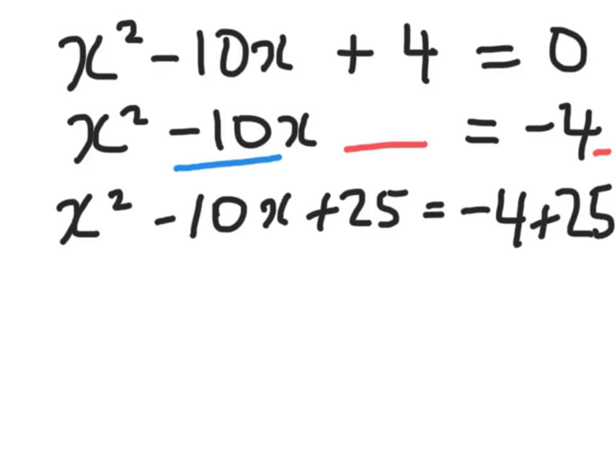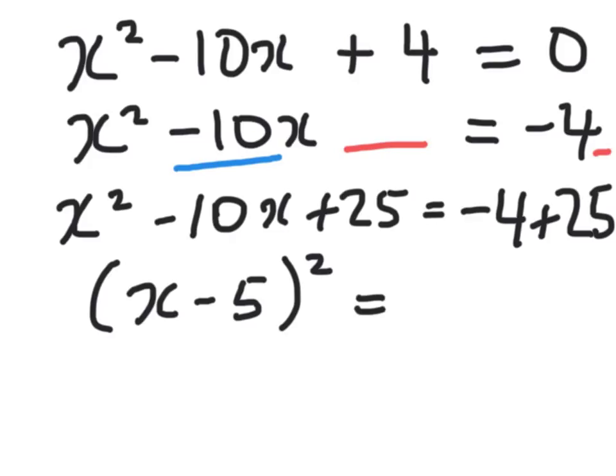Okay, so now x squared minus 10x plus 25 is x plus something squared, or x minus something squared. So it's x, and we half the minus 10, we get minus 5, so that's x minus 5 squared. So what that means is, if you multiply x minus 5 by itself and expand it, you're going to get x squared minus 10x plus 25, and we should be familiar with these patterns at this stage. And that's equal to minus 4 plus 25, which is 21.